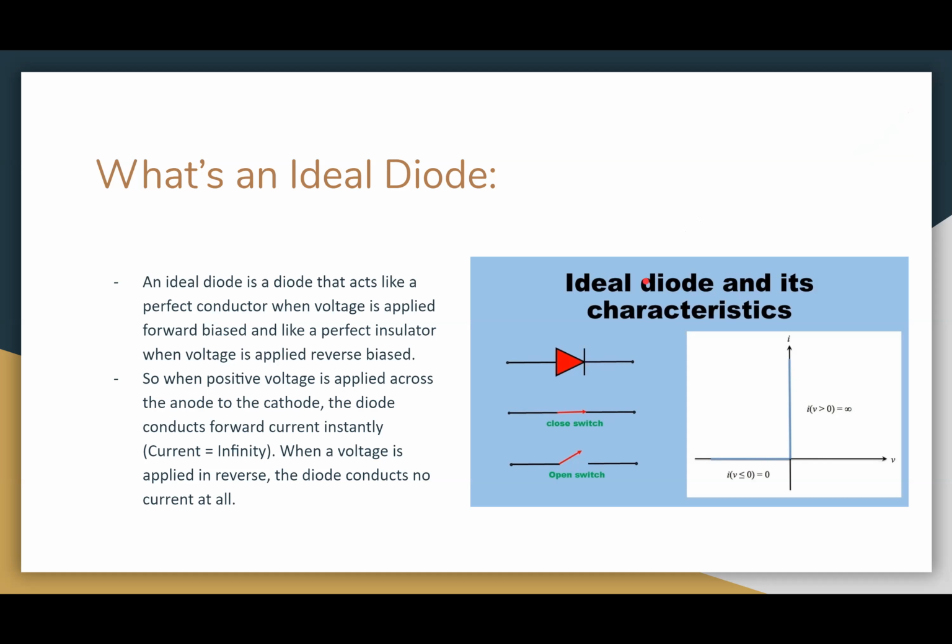The x-axis is the voltage axis, and the y-axis is the current. Therefore, when the diode is forward biased, it'll conduct current infinitely, while if the diode is in reverse bias, it'll act as an open switch, so no current will flow through. So when positive voltage is applied across the anode to the cathode, the diode conducts forward current infinitely. And when a voltage is applied in reverse bias, the diode conducts no current at all, acting as the switch.